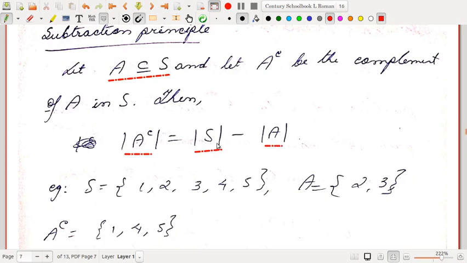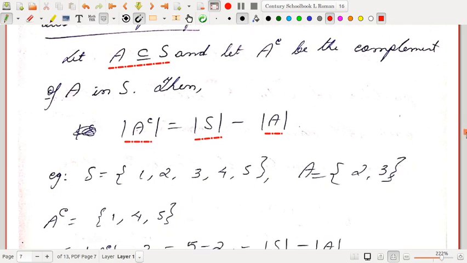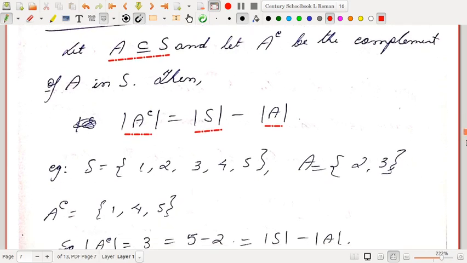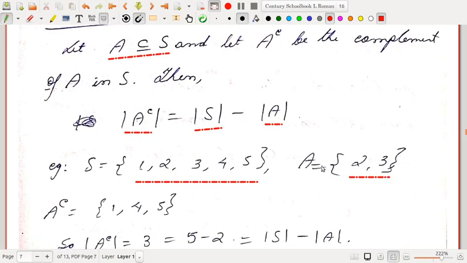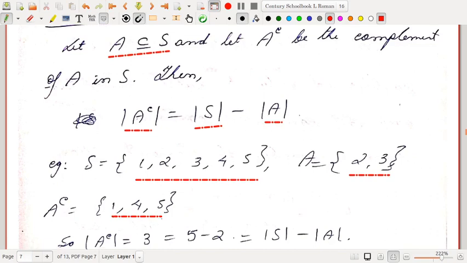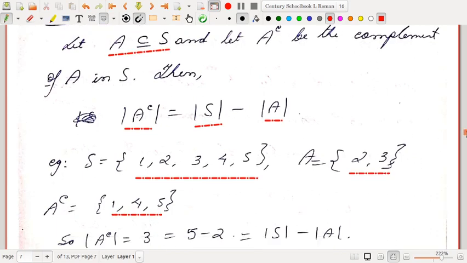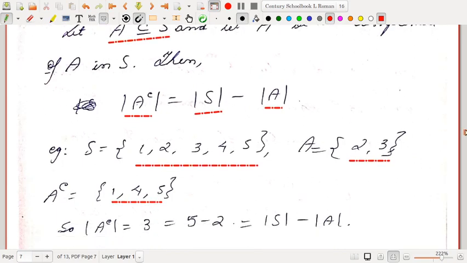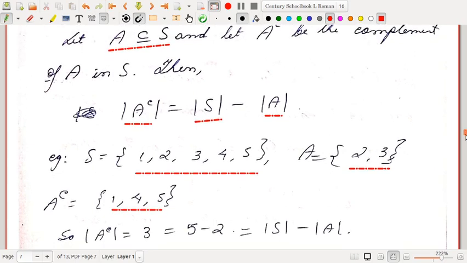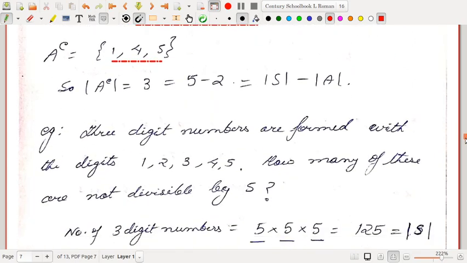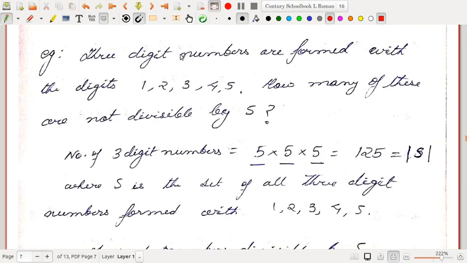So the number of elements in S means the number of elements in the universal set, with respect to which the complement has been taken. So if S is 1, 2, 3, 4, 5 and A is the set 2, 3, then A complement is the set 1, 4, 5. And you observe that the number of elements in the complement is just the total number of elements minus the number of elements in A. So let us see one problem related to that.